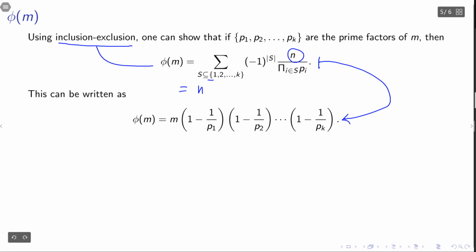And what this summation gives you is, well, the power is the cardinality of S. So if you're taking singleton sets, then it's -1, which means you have -1 over P1, -1 over P2, and so on till Pk. And then if the cardinality of your subset S is 2, then it's positive. So you're adding all the reciprocals of the products.